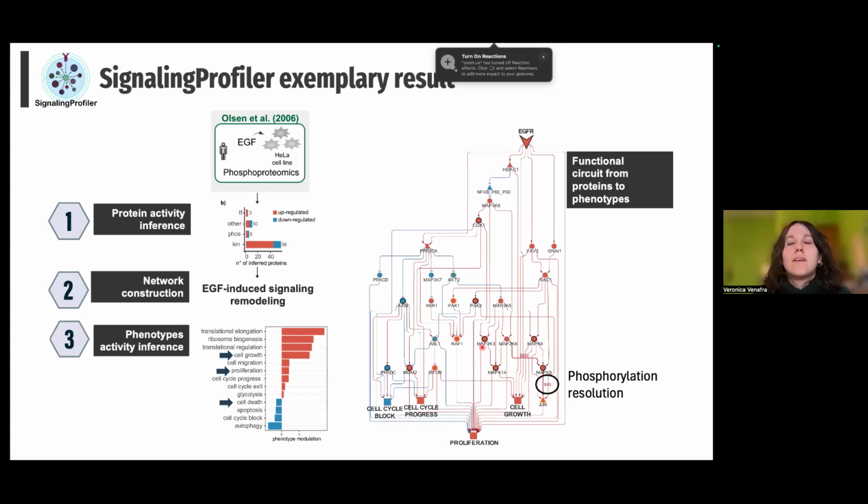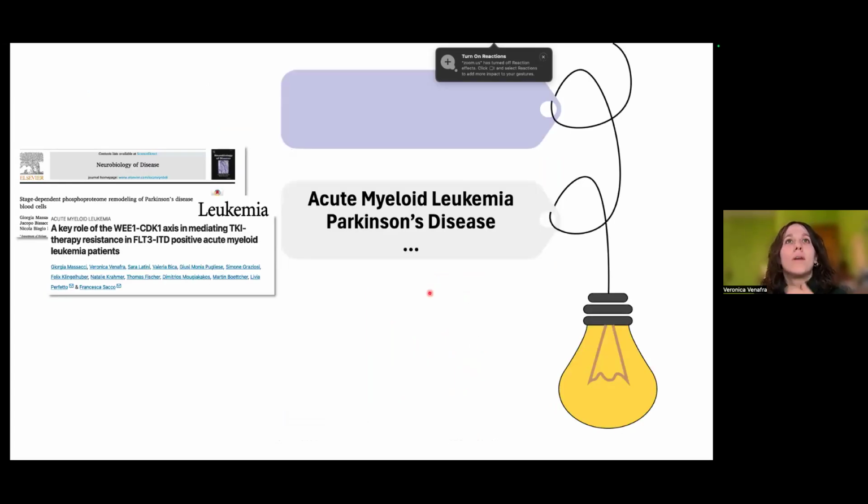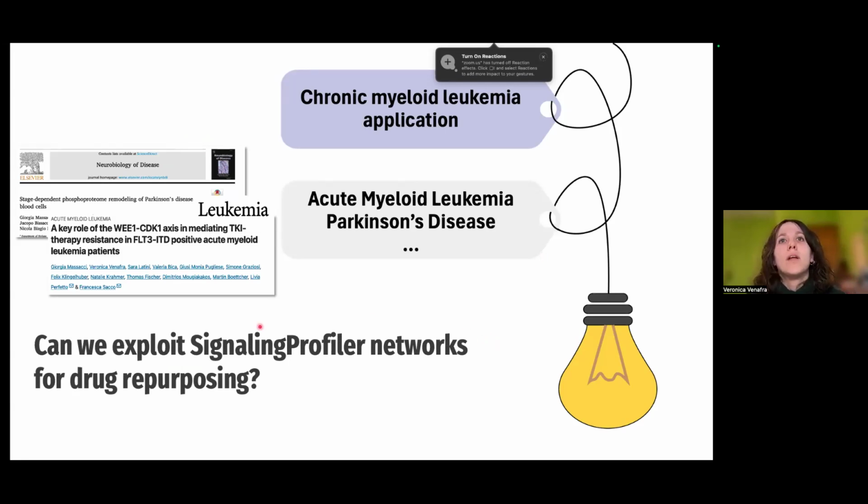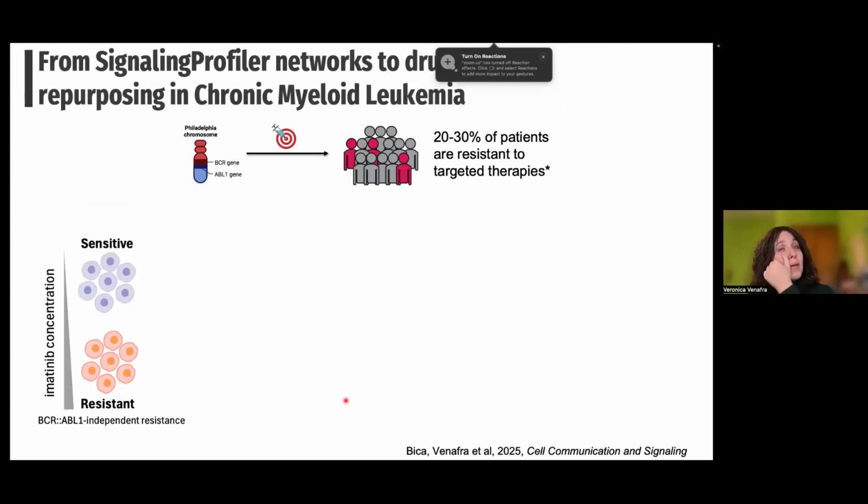We did this a lot in our lab and in our research in very different contexts, in cancer, in particular in leukemia, but also on neurodegenerative diseases or metabolic diseases. But today I'd like to focus on a very recent publication. In particular, we applied Signaling Profiler in the context of chronic myeloid leukemia, and we used the Signaling Profiler network to support drug repurposing. So as you probably know, chronic myeloid leukemia is driven by the BCR-ABL fusion oncogene.